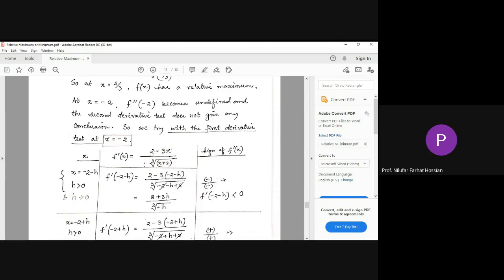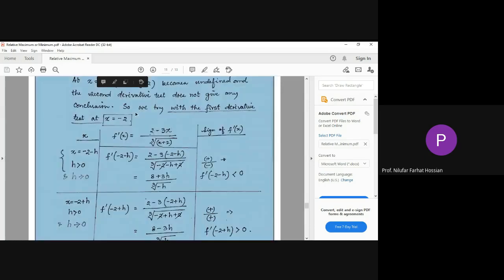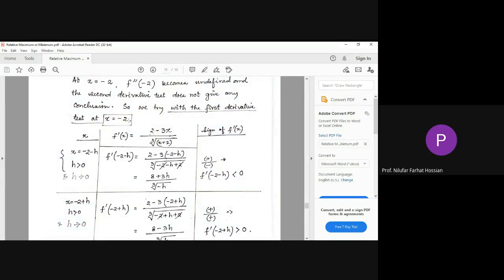So let us make a table. You have to take a point which is just less than minus 2 and which is just greater than minus 2. That's why we make a 3 column table here. For the first column x, for the second column f prime x, because you have to determine the sign of f prime x. Here the expression for f prime x and here the sign of f prime x.